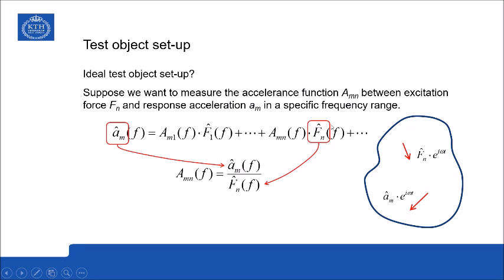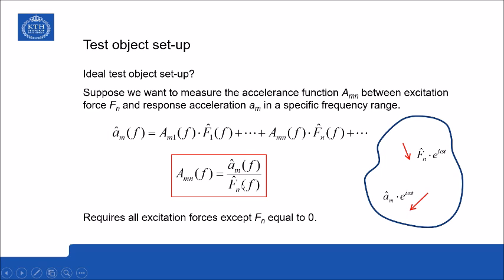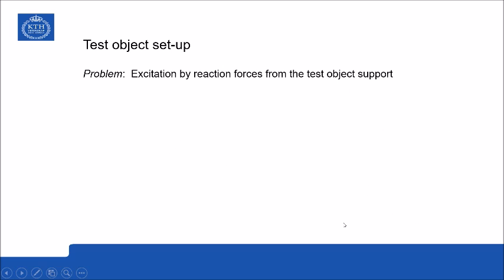So what we want to do is to apply a force Fn and measure the acceleration Am and take this ratio. So this obviously requires that all exciting forces except Fn must be equal to 0. Equal or very close to 0. So how can we avoid this?